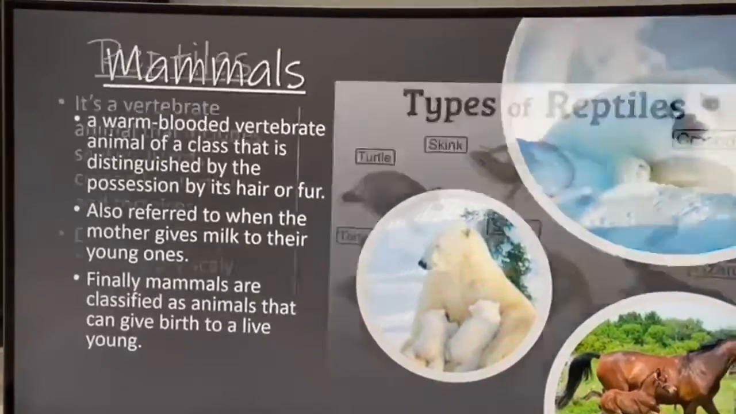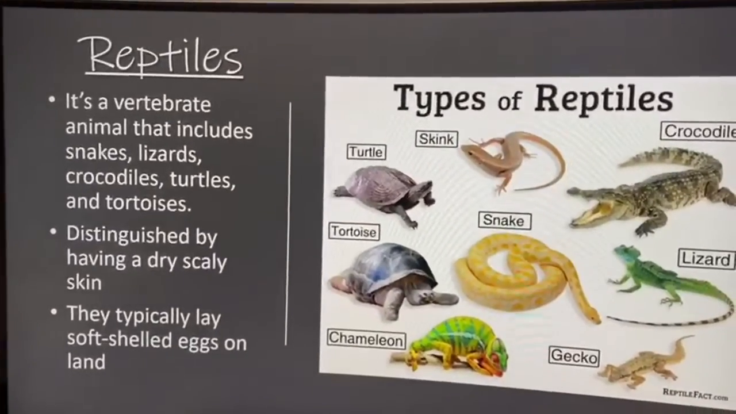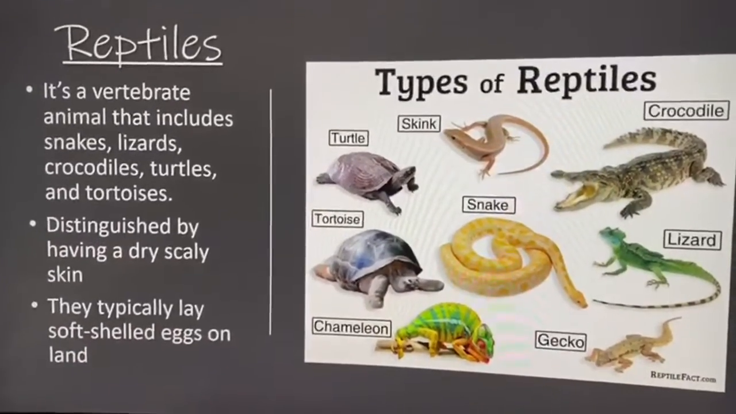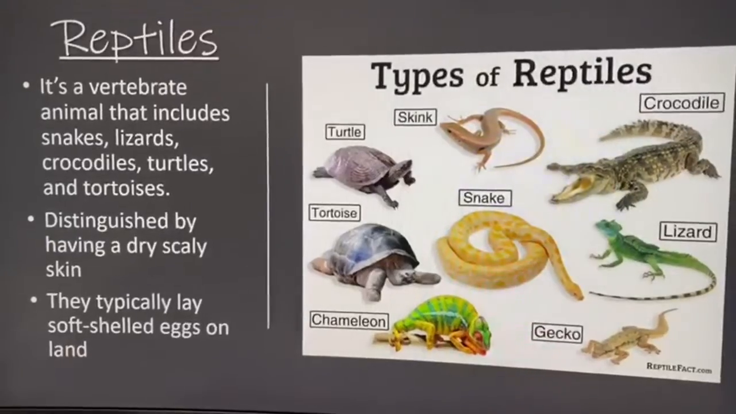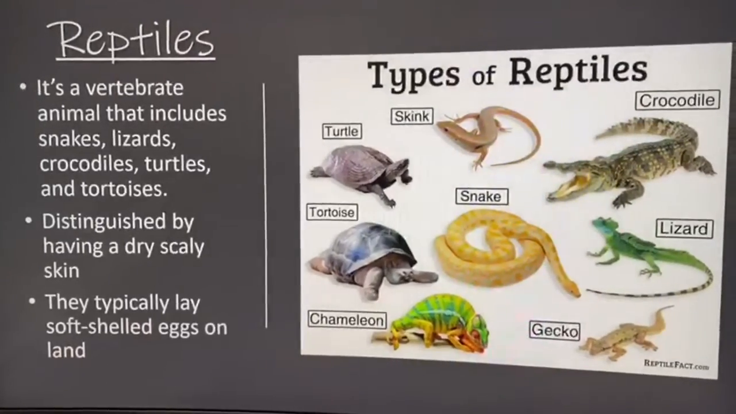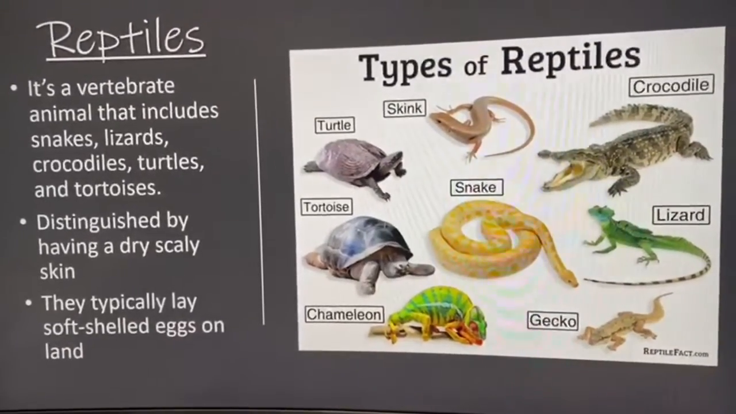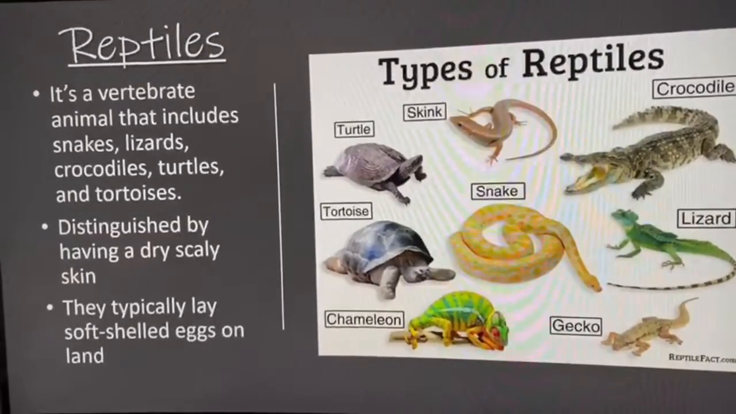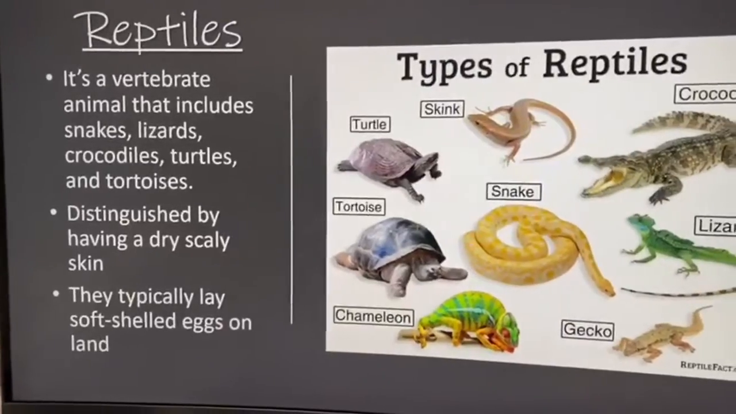Now the next one that we have are reptiles. Does anybody know different types of reptiles that they must have seen in person or any time in their lives? Well, one of them is a crocodile. Another one is a snake. And usually they typically lay soft-shelled eggs on land.